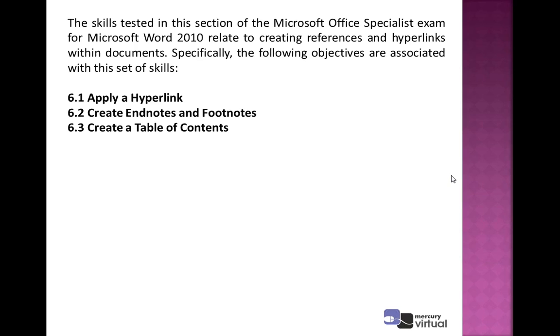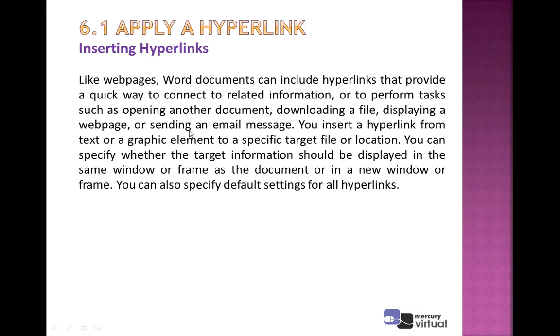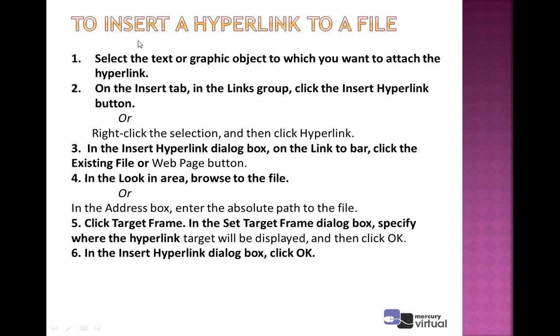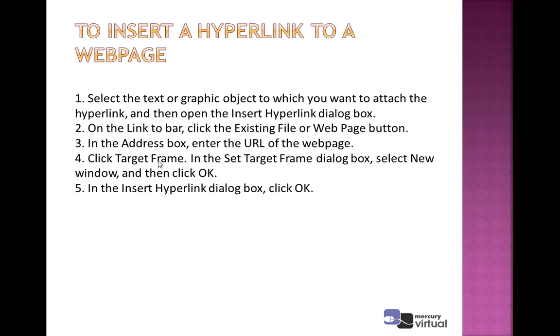This chapter contains 3 parts. First one is how to apply a hyperlink. Second one says how to create an endnote and footnote. Third one says how to create a table of contents. So this is how we can insert a hyperlink. Select the text for which you want to attach the hyperlink, and so on. There are different options available.